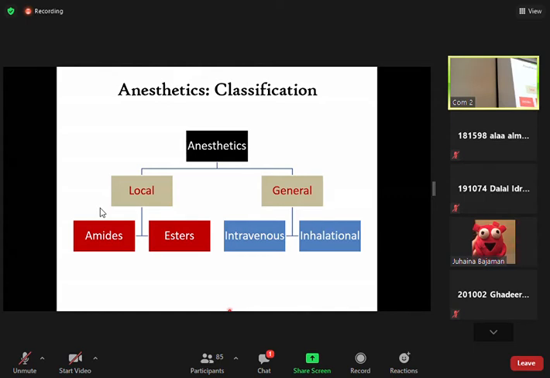So when we say local, I'm going to start with local, basically because they found that these two groups of local anesthetics have similar structural categories, and that's why they said, oh, that's easy. One is amide, one is ester.